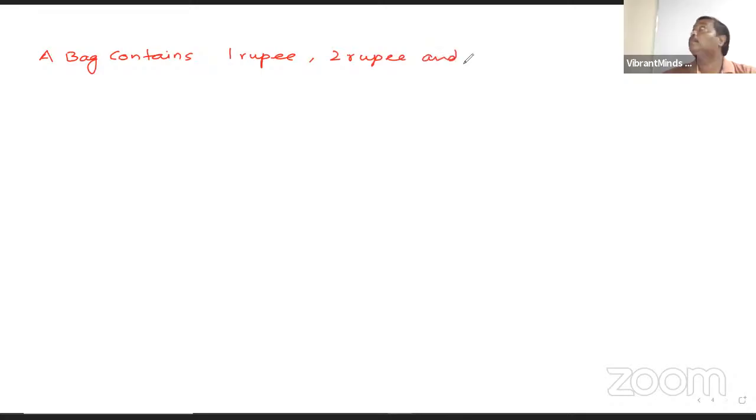Go ahead with the next question of ratio. Now see, again, one of the important questions is: a bag contains 1 rupee, 2 rupee, and 5 rupee coins, amounting to rupees 264.